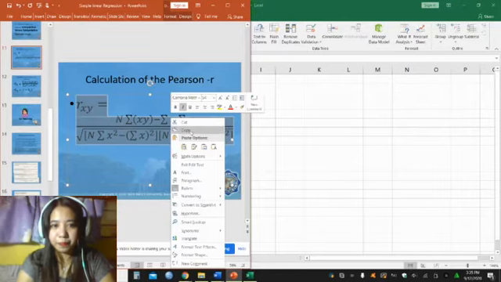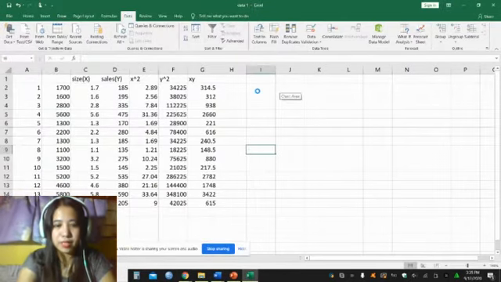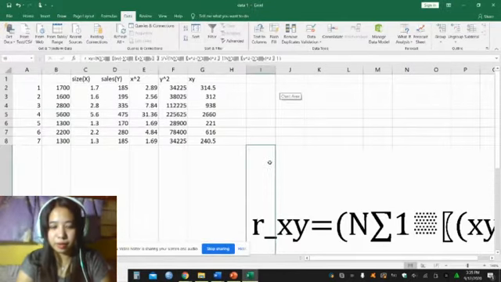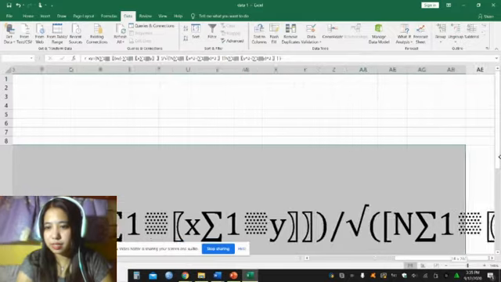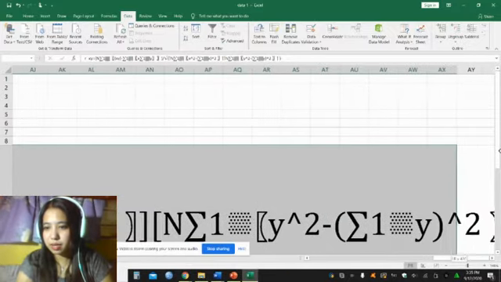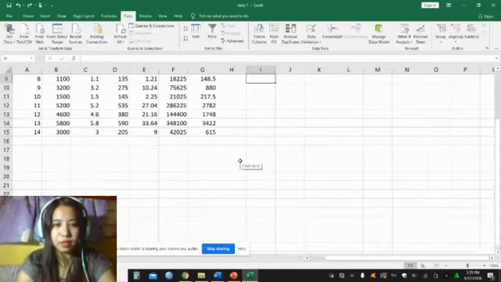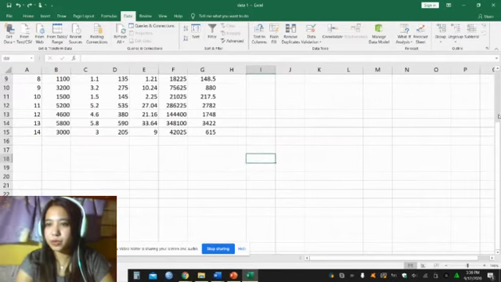Copy. And let's place it here. Oops, but we have a very large font size. It seems that we cannot copy it. Let's just go back here again.